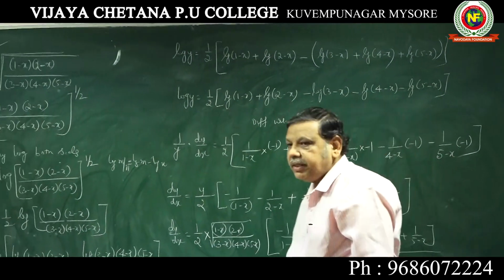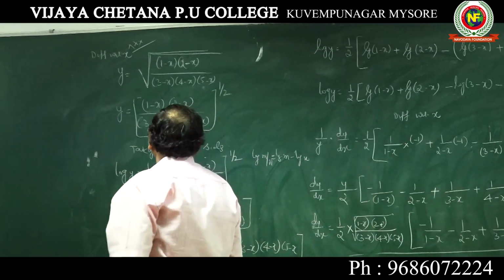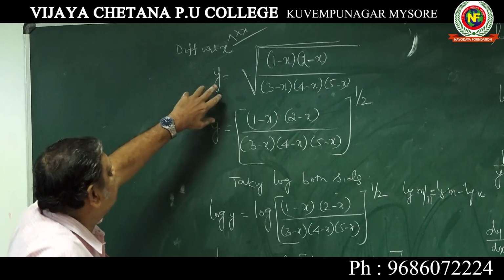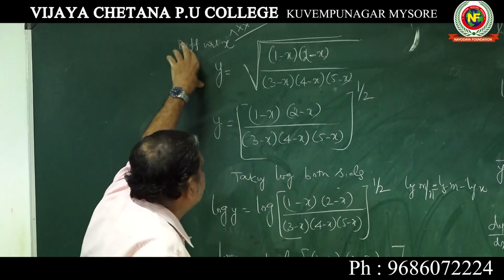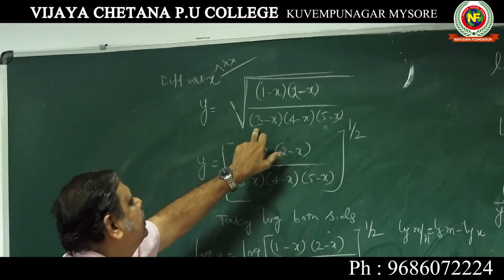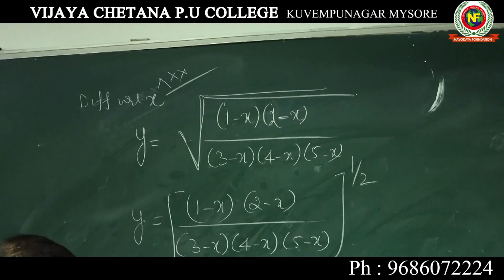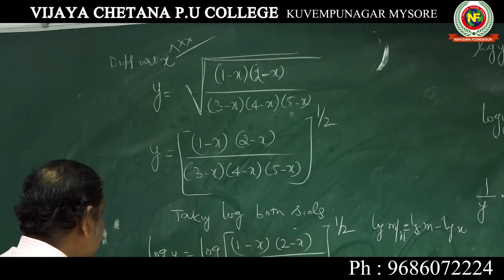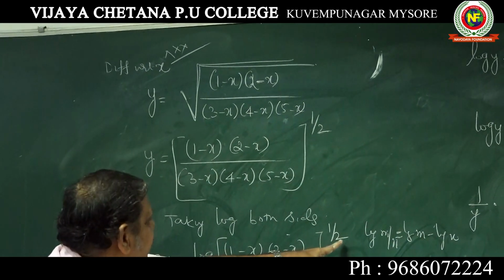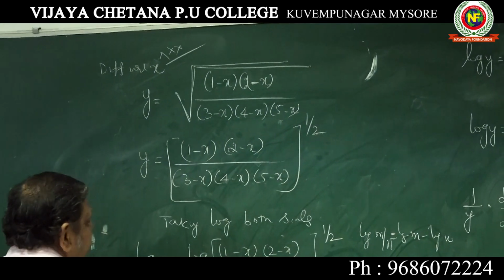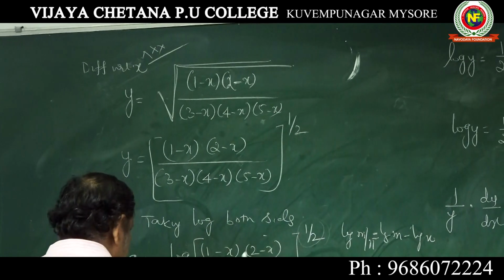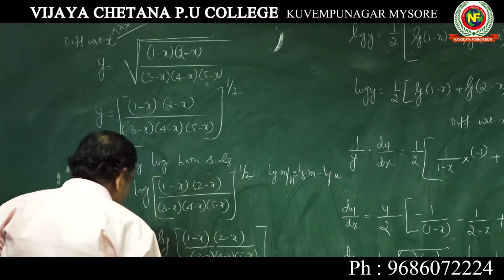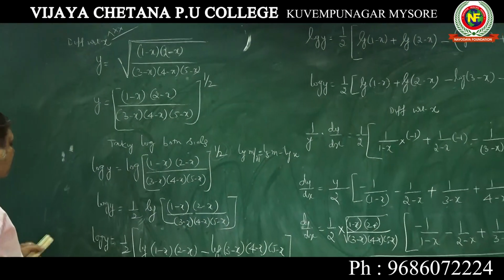This is the answer. I will explain again right from the first step. See here, this question is important, given in your textbook: root of 1 minus x into 2 minus x by 3 minus x, 4 minus x, 5 minus x. First you write square root as power half of the body. Now take logarithms. Log y is equal to log of so much to the power of half, and log m to the power of n is n log m. This is half log of so much, 1 minus x, 2 minus x, 3 minus x, 4 minus x. Half of log so much.